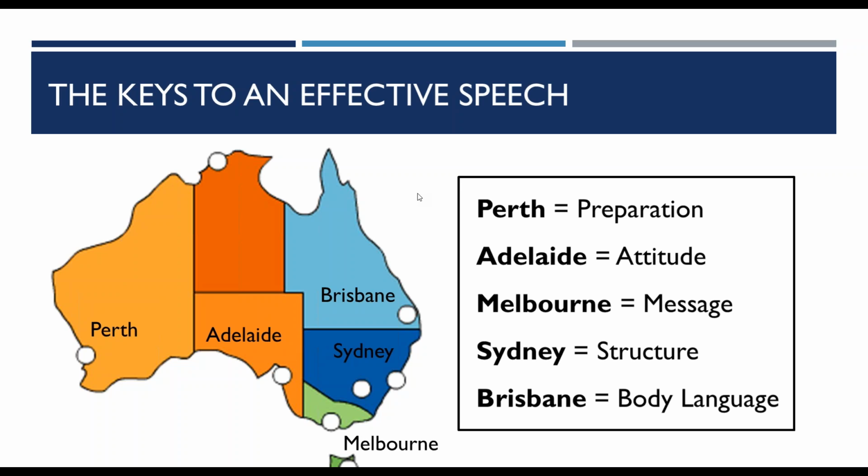If you have a bigger presentation with more points, you bring in Hobart and you bring in Darwin. But you need to be able to go around through them sequentially, and there's the mind map. Let me show you another version that I sometimes use.